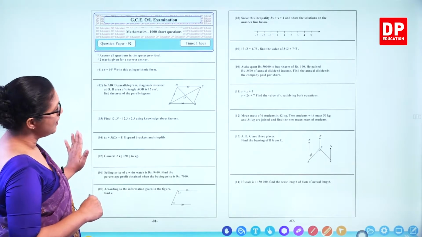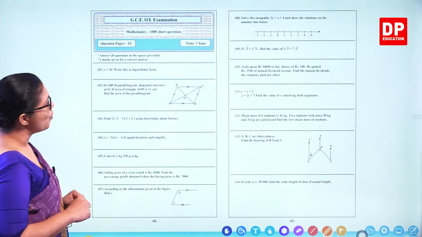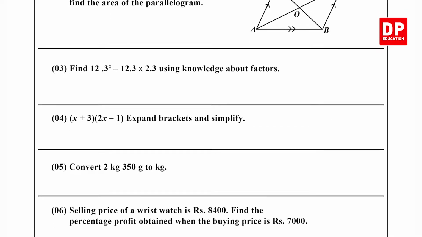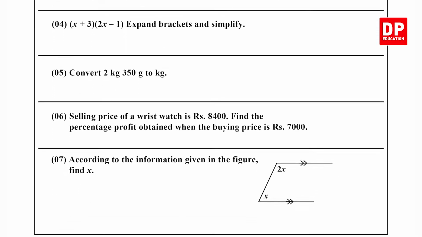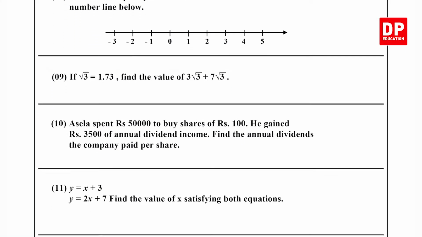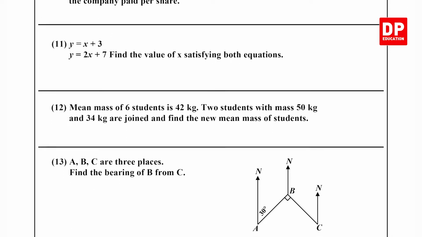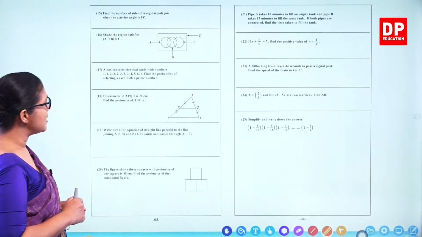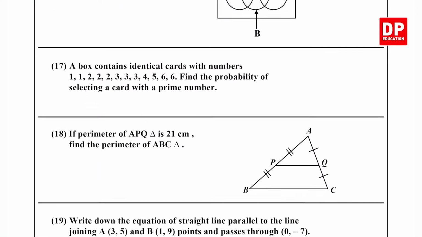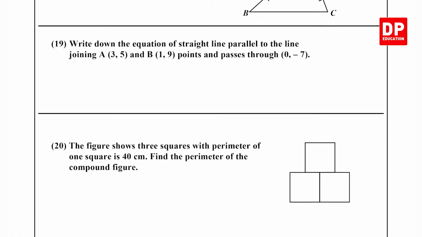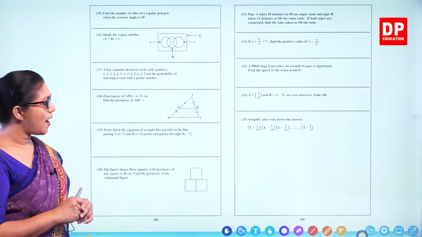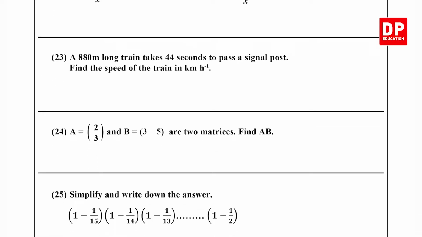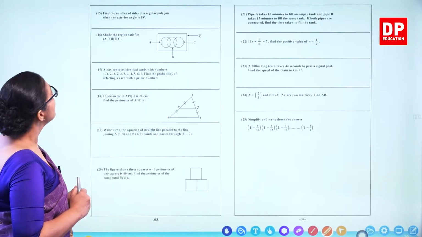So in this paper, you get questions 1 to 7 on the first page, 8 to 14 on the second page, 15 to 20 on the third page, and 21 to 25 on the fourth page. So let's try this paper 2.